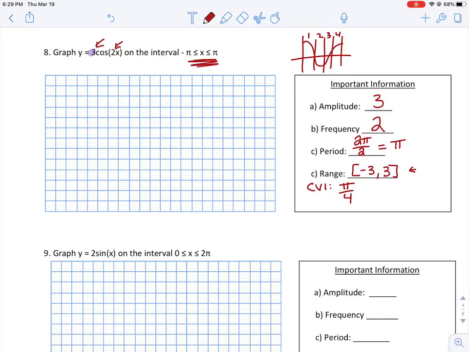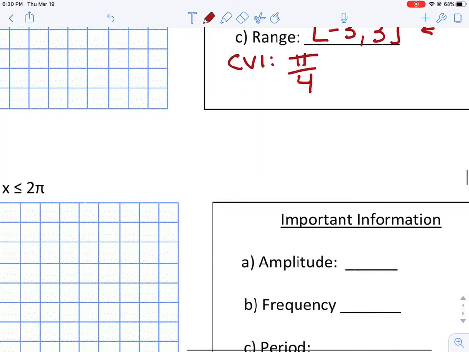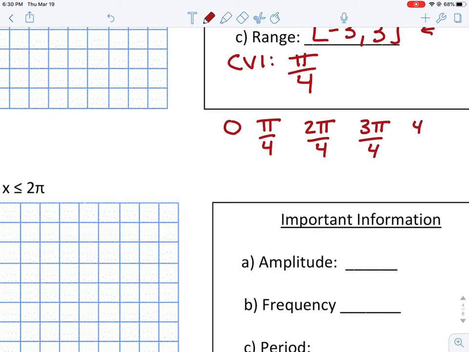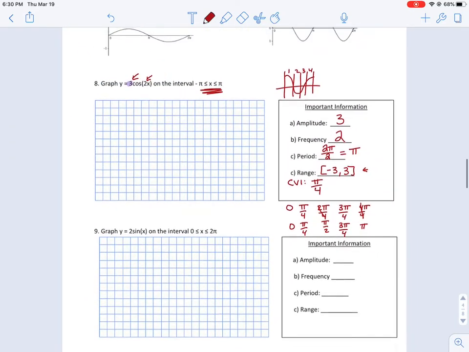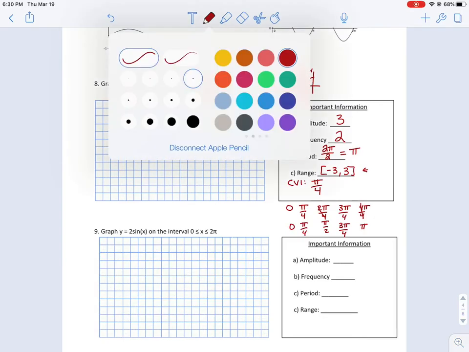I like to look at what it tells me for my domain. It says from -pi to pi. I first like just counting my positive values. So I'm going to go 0, pi over 4, 2 pi over 4, 3 pi over 4, and 4 pi over 4 would simplify to just pi. So that's how I know when I can stop. 2 pi over 4 can simplify to pi over 2. 3 pi over 4 stays the same, and pi over 4 stays the same also. When I list them out, I like to just list out my positive values, and I know that on my axes the negative values will be the same, just reversed.